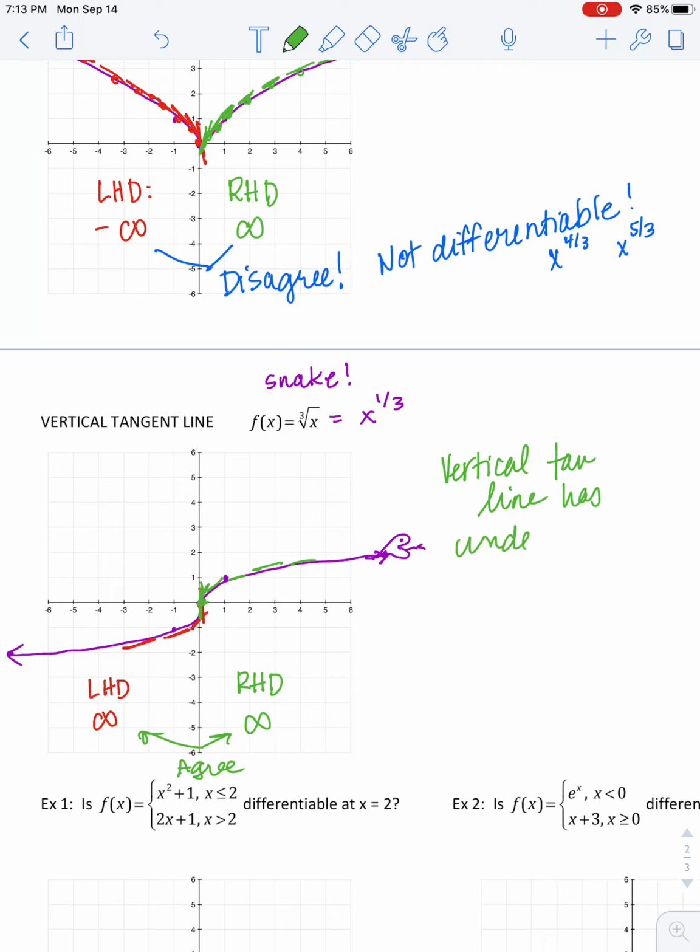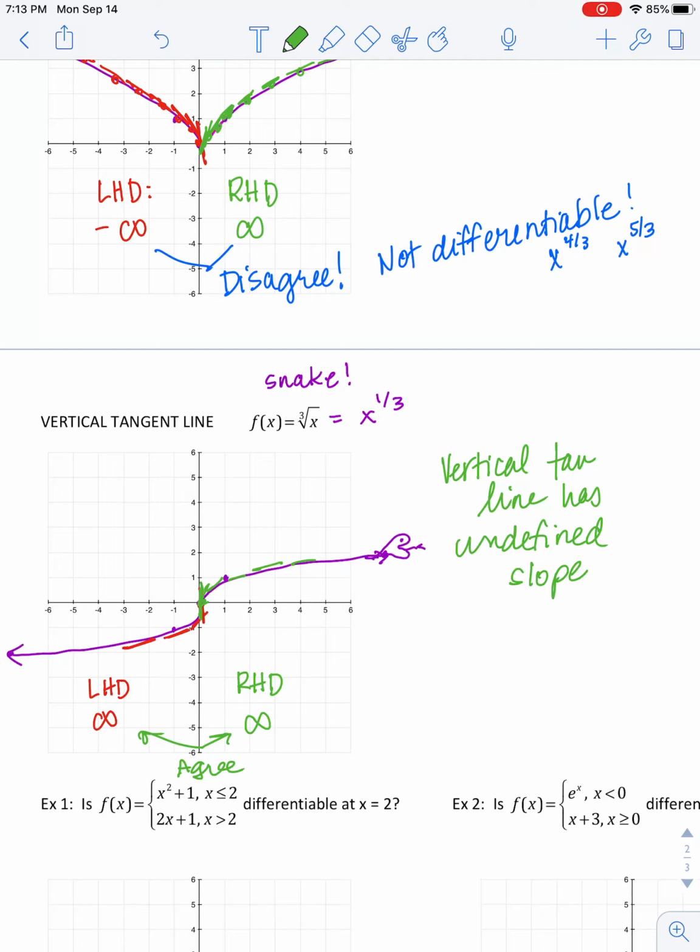And since that is not definable as a number, the undefined slope at that point of 0 means that we are going to have no differentiability right there. Okay? So x to the 1/3, x to the 1/5, x to the 1/7. It's a lot of those odd fractional powers. Okay?